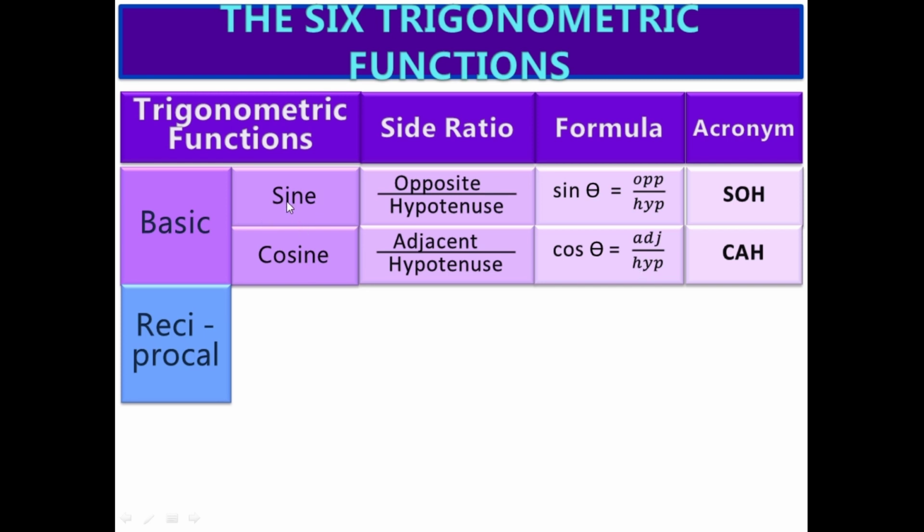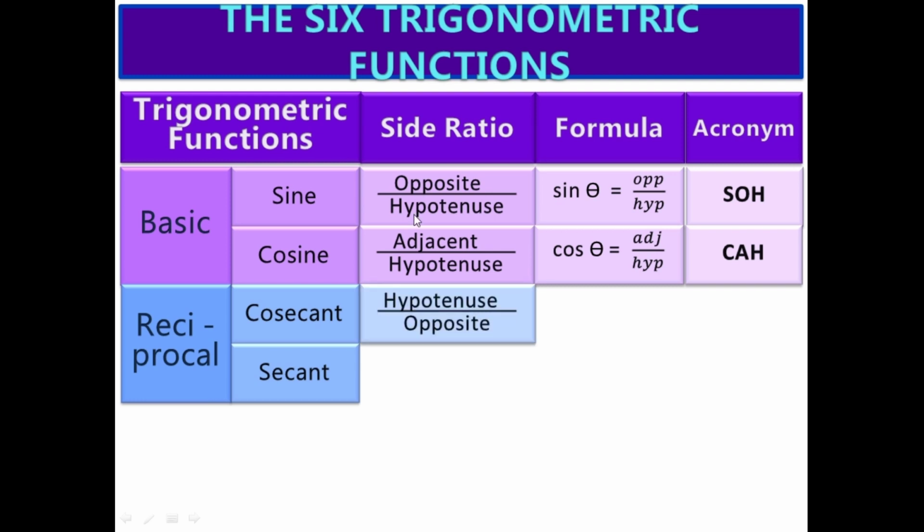So what is the reciprocal of sine? The reciprocal of sine is cosecant. Get the reciprocal of opposite over hypotenuse. That is hypotenuse over opposite, and that is the side ratio for cosecant. So the formula will be CSC or cosecant theta is equal to hypotenuse divided by the opposite. So to easily remember this is CHO.